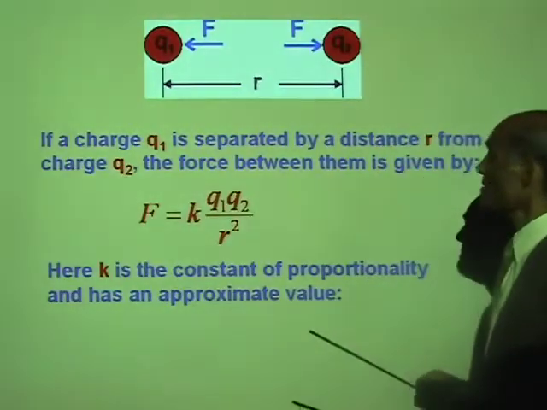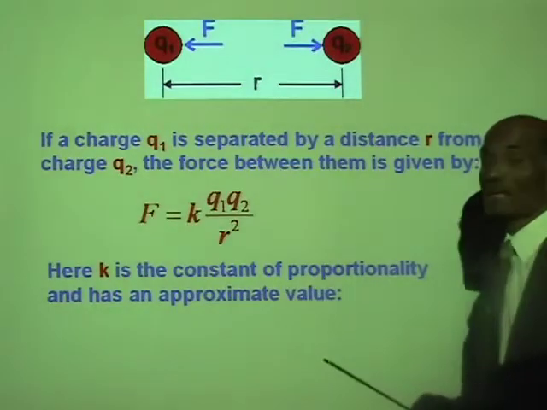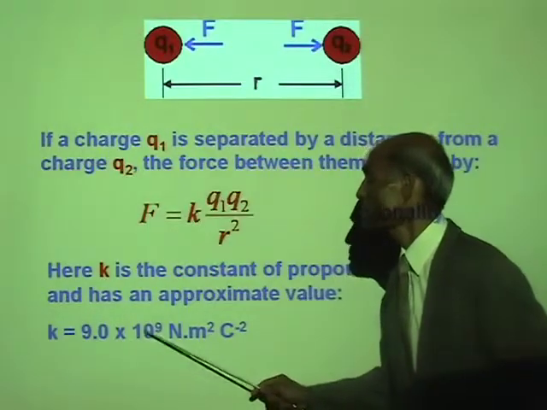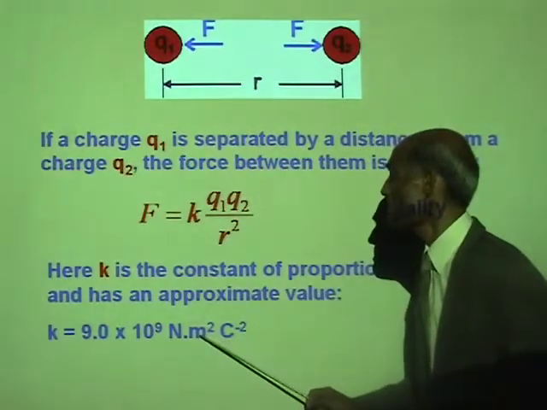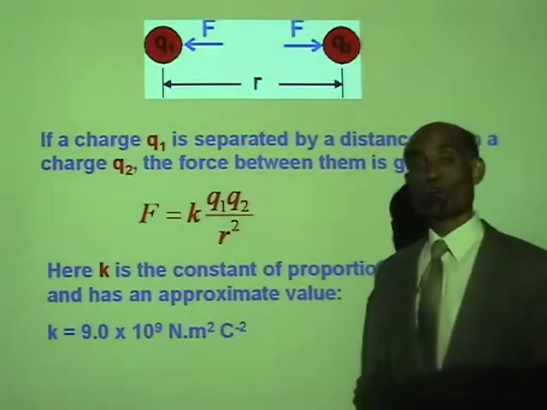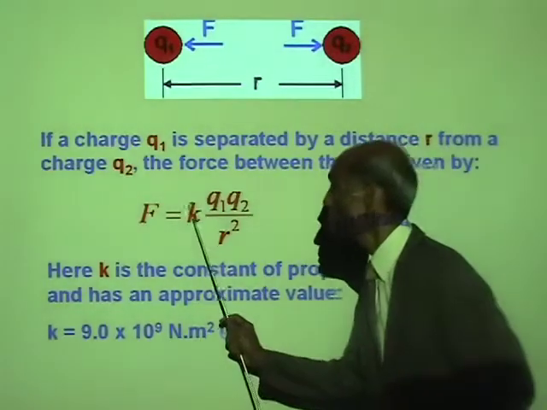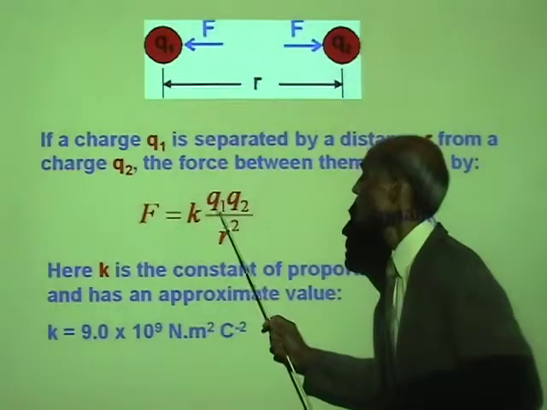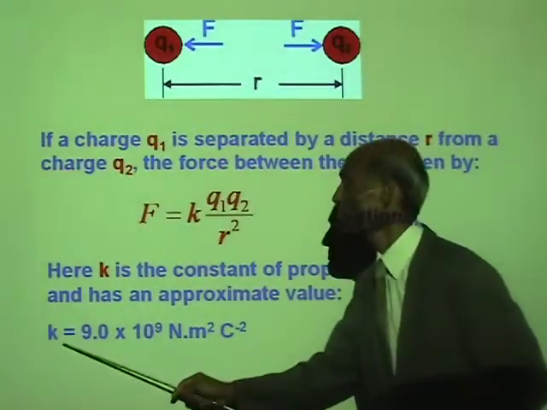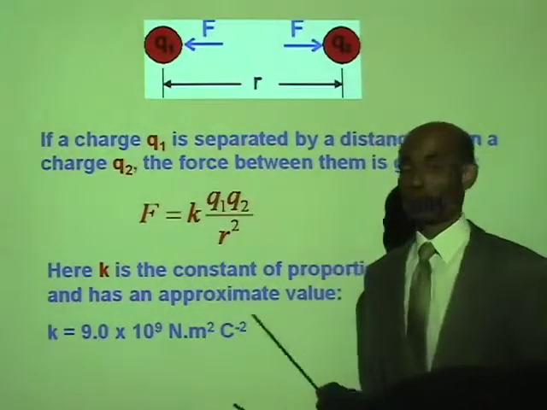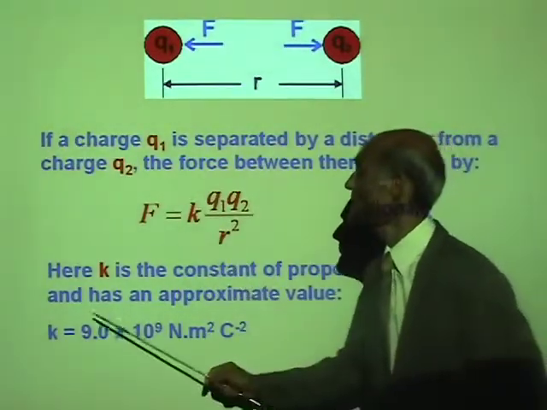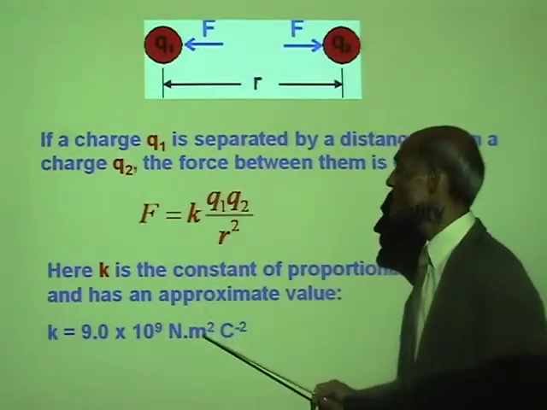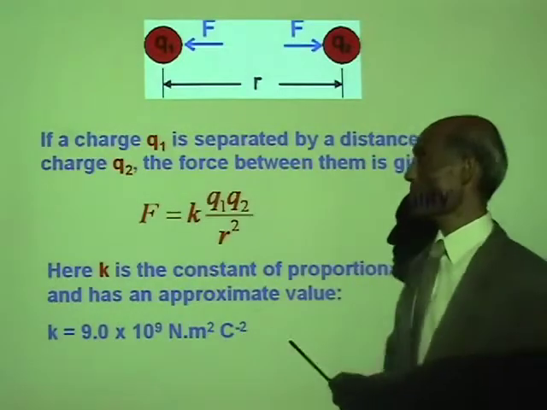Here, k is a constant of proportionality, and it has an approximate value of 9 times 10 to the 9 Newton per meter squared per Coulomb squared. The unit of k is Newton meter squared per Coulomb squared. Now this value is worth remembering. The value of this constant k is 9 times 10 to the power of 9 Newton meter squared per Coulomb squared.